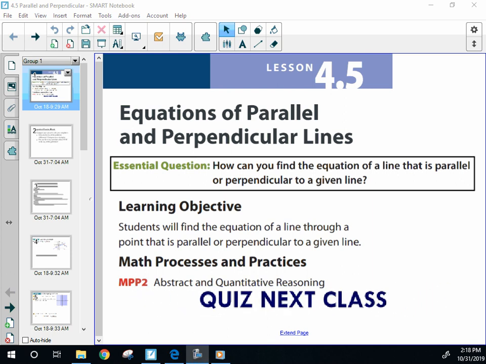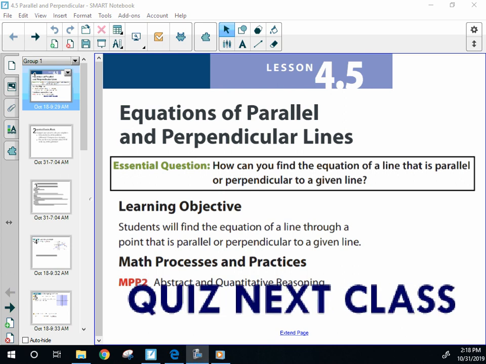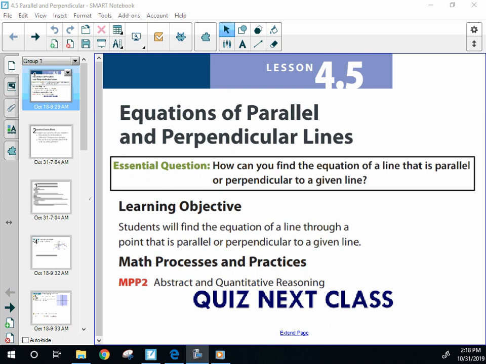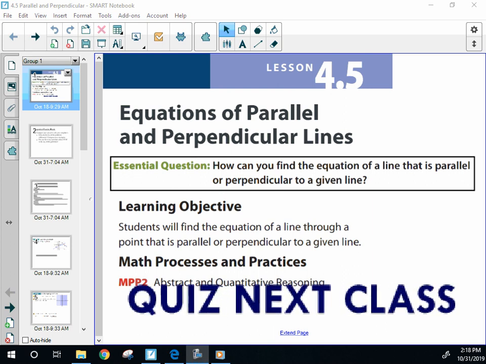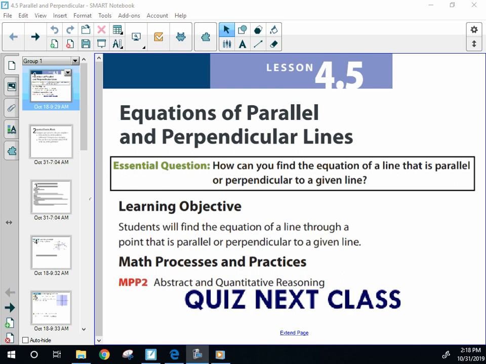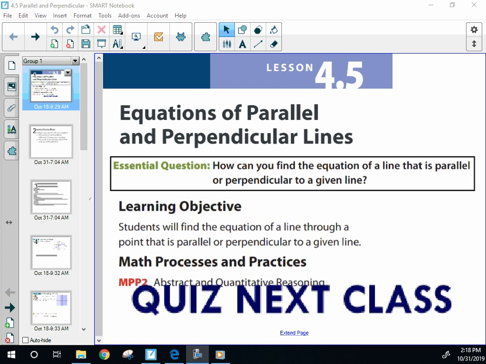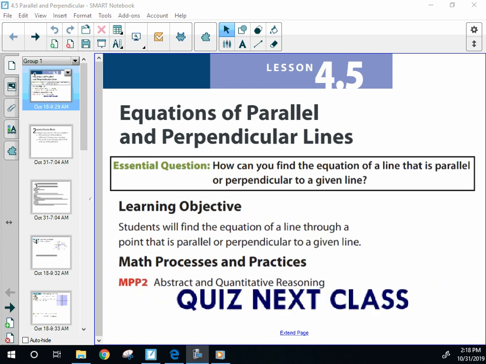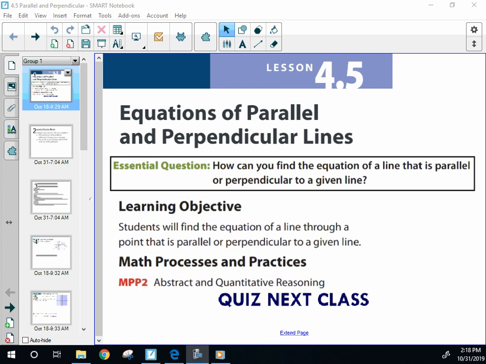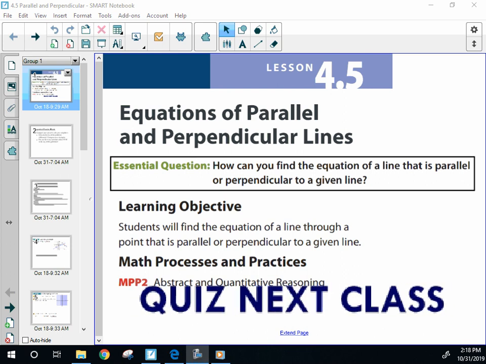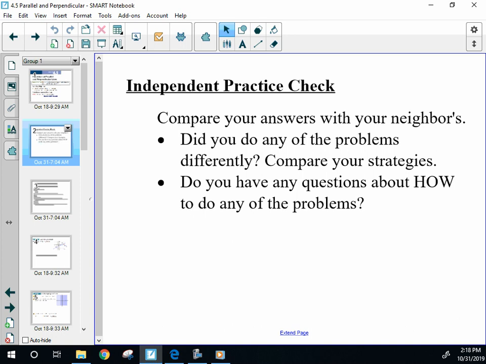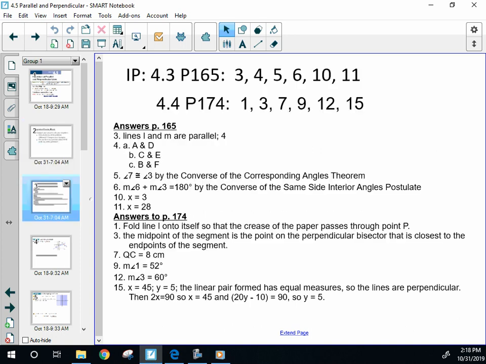We're going to talk today about writing equations of parallel and perpendicular lines. At this point, you should have collected and turned in your homework to the substitute teacher. Before I forget, there is a quiz next class. That means on Tuesday, you will have a quiz on Module 4. We'll do a review for the first part of class and take the quiz in the second part. You should have talked about your independent practice in your groups. Answer any questions there.